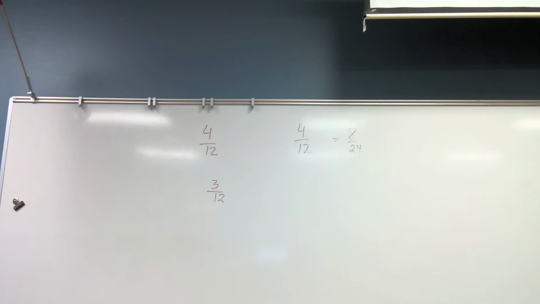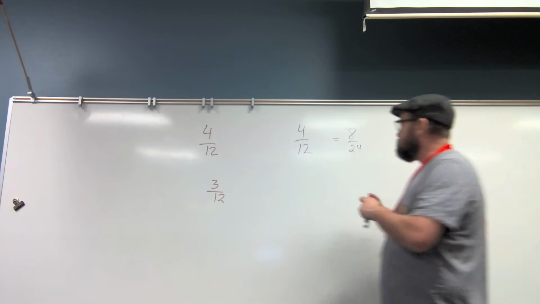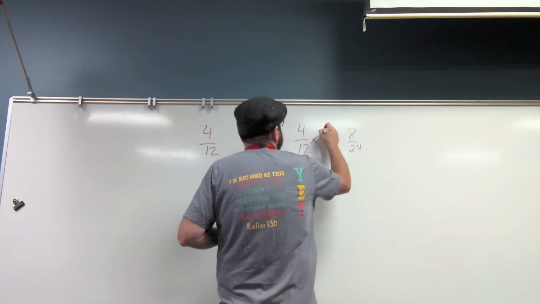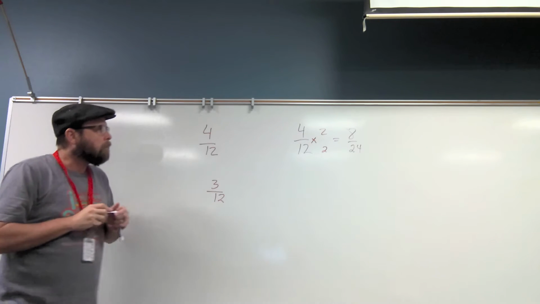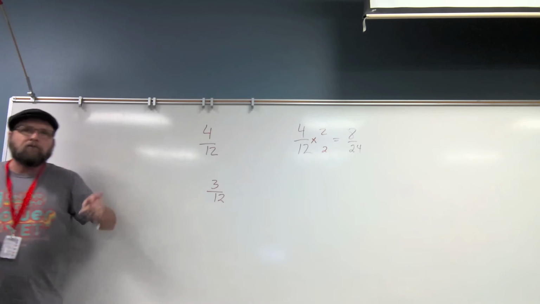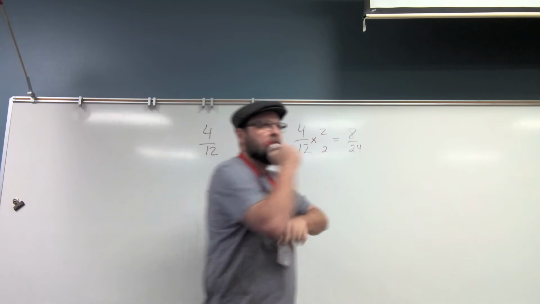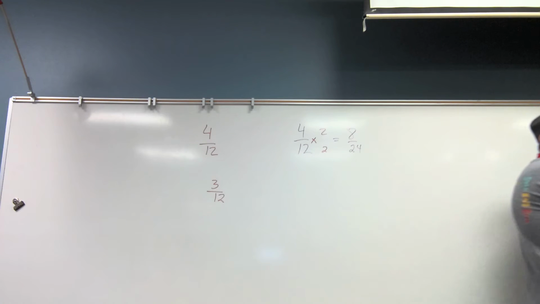Maddie, you? Because 4/12 is 2 times. If you times that by 2, it equals 8/24. Oh. So you're saying if I multiply both of these by 2, then they would equal 8/24. This is interesting here.